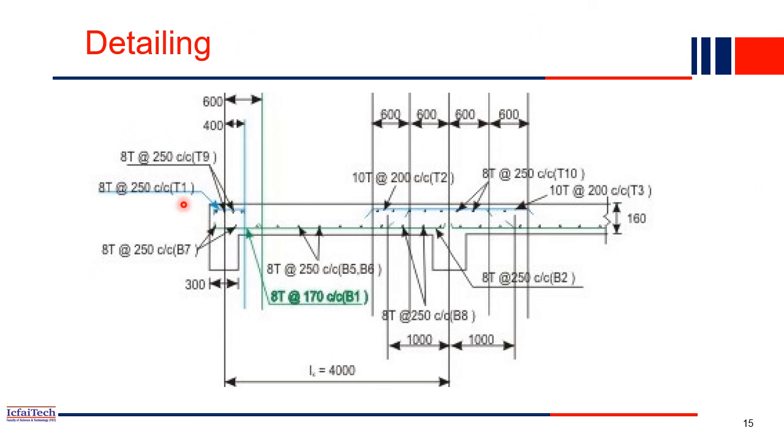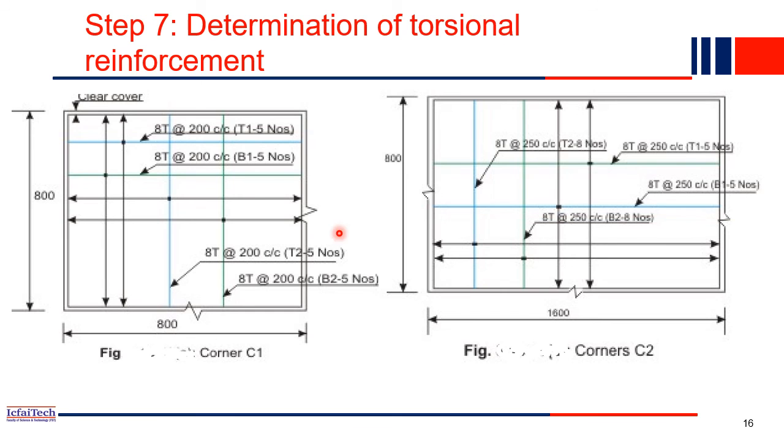Now we'll be discussing step 7. Before that, this is the detailing of the slab that we got. The bottom reinforcement, the top reinforcement, all these things we have computed, and 8 mm torsional bars at 250 center to center. All the values from the step 5 charts are shown in detail in this figure. Now in step 7 we have to provide the corner reinforcement.